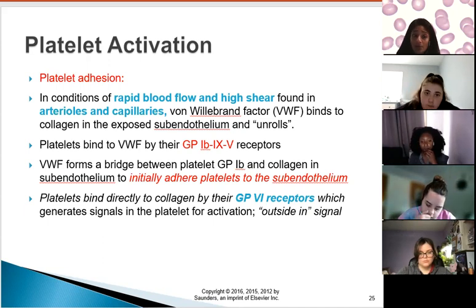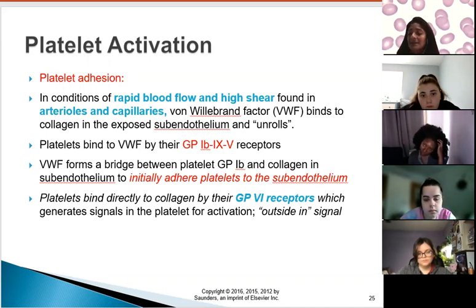Okay, now von Willebrand's factor is there, right? So it kind of forms a bridge between that receptor and the collagen in the subendothelium to initially adhere the platelets to that subendothelium. Now, this is only when it's in arterioles and capillaries because the platelets get washed away. So think of the platelets not being able to adhere because there's just too much blood flow in those areas.